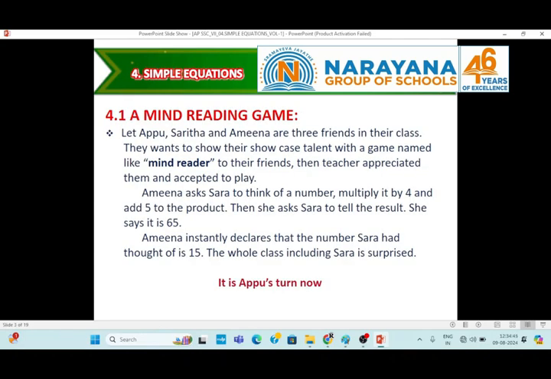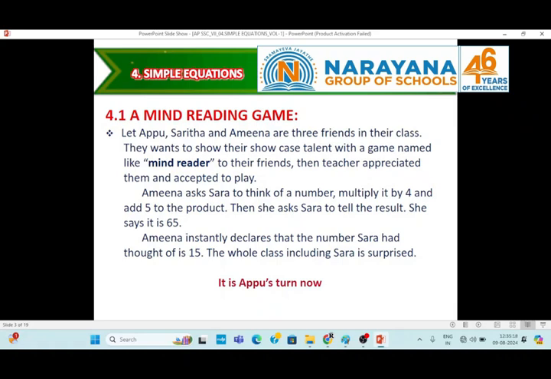As it is a mind reading game, let's take a classroom situation where Appu, Sarita and Amina are three friends in their class. They want to show their talent with a game named Mind Reader to their friends. Then the teacher appreciated them and accepted to play. Amina asked Sarah to think of a number, then multiply it by 4 and add 5 to the product. Then she asked Sarah to tell the result.